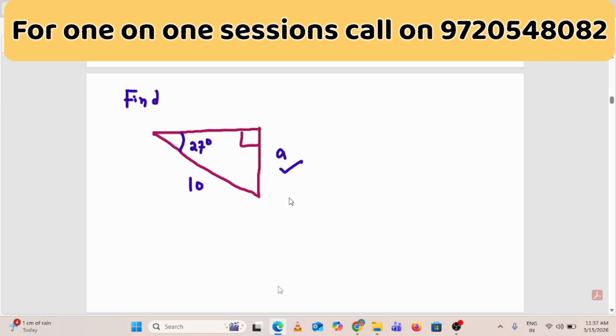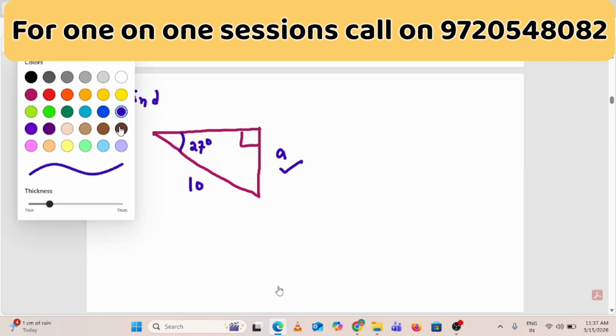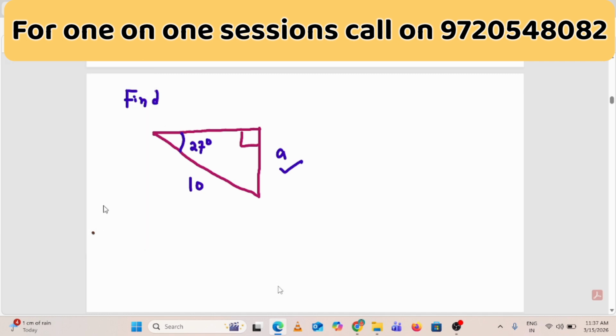I think either sine or cos. We have to use only one, no? Listen to me carefully. But they didn't give adjacent or opposite. Listen, I'm telling you something. First of all, you need to identify your adjacent, hypotenuse, and your opposite. So here you have 27. In front of 27, we have 8, so we are supposed to use opposite. We are supposed to use sine.